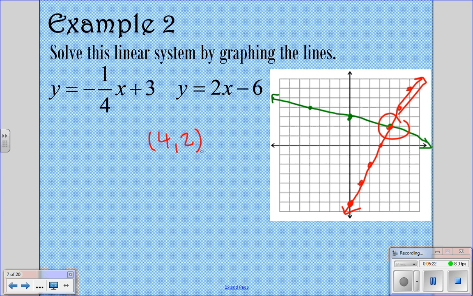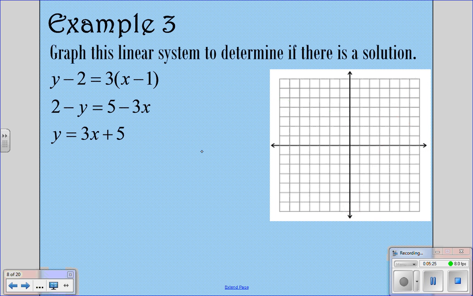Okay. Looking at the next example, we want to graph this system to determine if there is a solution. So for the first line, we need to solve it so that it's y equals mx plus b. I'm going to start by distributing the 3. After that, I'm going to add the 2, and so I'll have y equals 3x minus 1. So to graph that, I'm going to go to negative 1, and then I'm going to go up 3, and over 1, up 3, and over 1, or down 3, and over 1. And so now I'm going to graph my line.